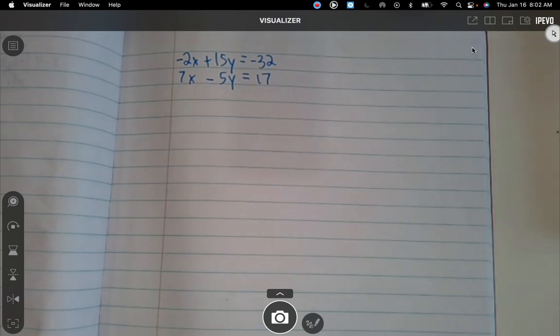So look at your x's. Do they match? I have negative 2 and 7. No. Look at your y's. I have 15 and negative 5. Do they match? No. But this is what you're going to do. Think about it. Is there a number that I could multiply by so they would match? Compare 2 and 7 and compare 5 and 15.